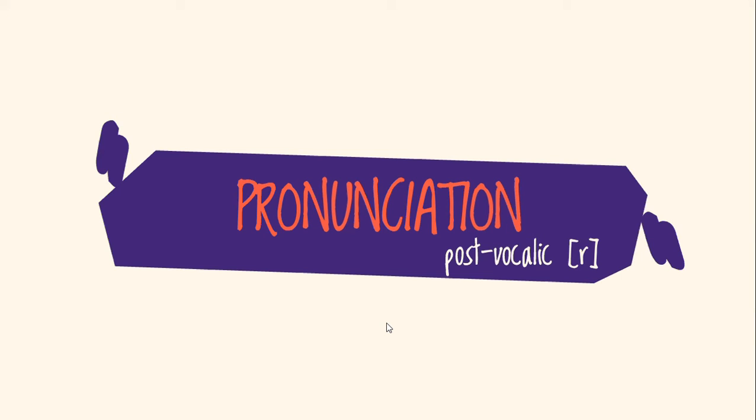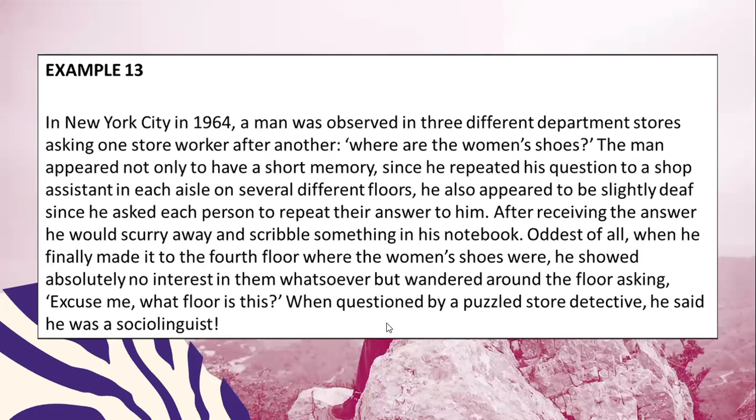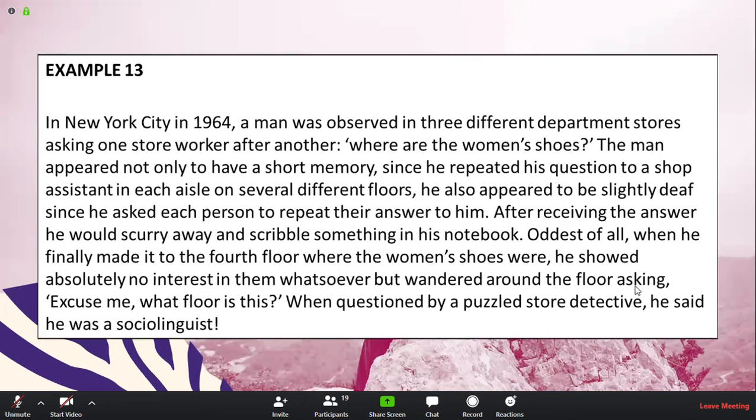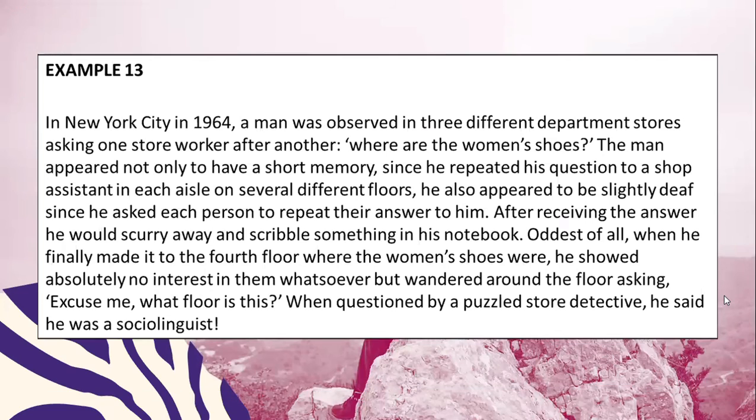Post-vocalic R. Okay, so this is the example. In New York City, 1964, a man was observed in three different department stores asking one store worker after another, "Where are the women's shoes?" The man appeared not only to have a short memory, since he repeated his question to a shop assistant in each aisle on several different floors. He also appeared to be slightly deaf, since he asked each person to repeat their answer to him.